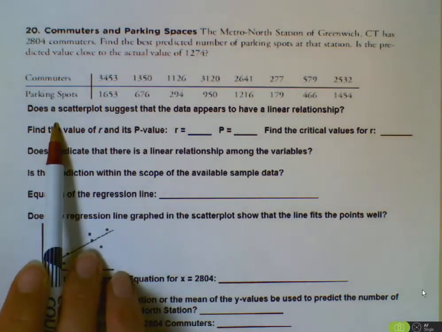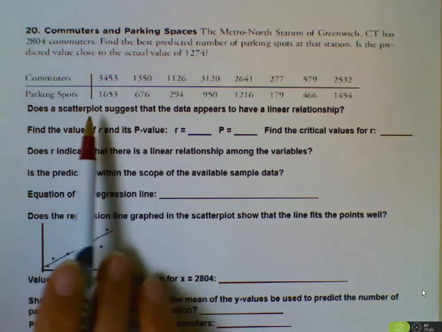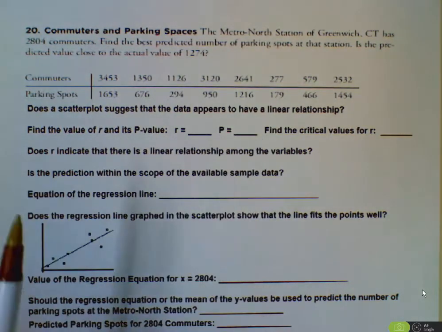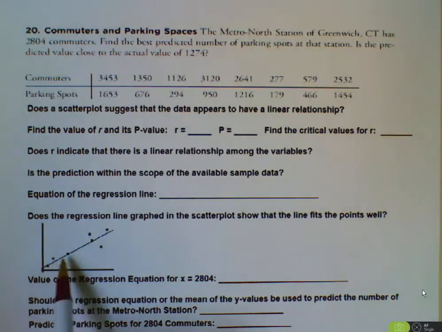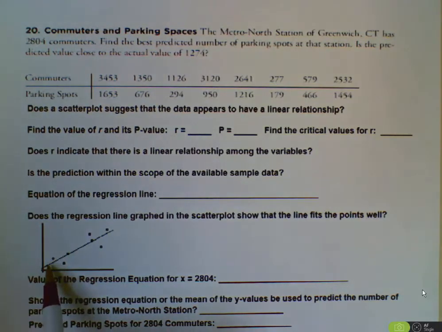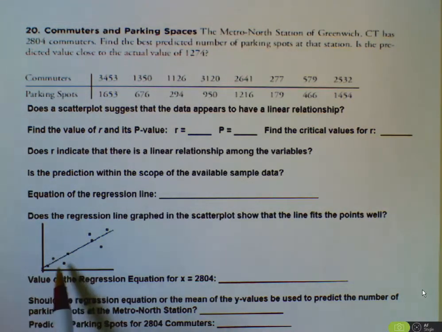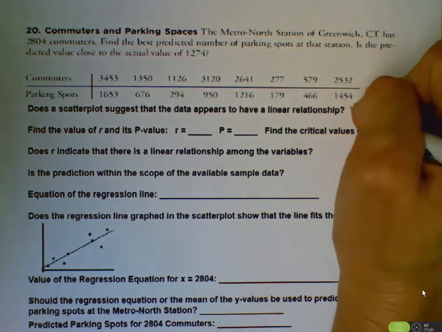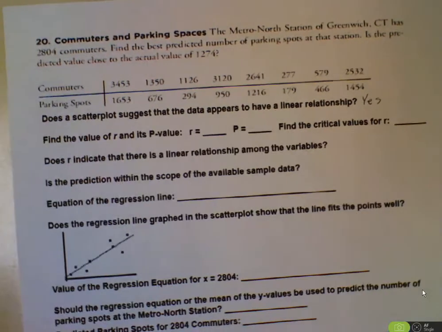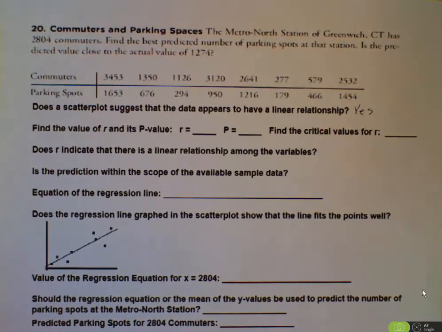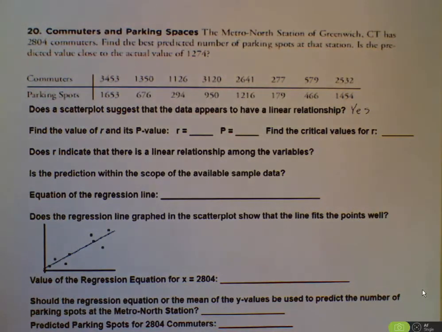First thing we want to check is, does the scatter plot suggest that the data appears to have a linear relationship? I've already entered that data into list 1 and list 2, and I created the scatter plot here. When I just graphed the scatter plot, of course, it didn't have the line showing yet, but even without it, I could tell that it looks like the more commuters a station has, the more parking places the station has. That makes sense. So yes, the scatter plot looks like there's a linear relationship between commuters and parking spots.